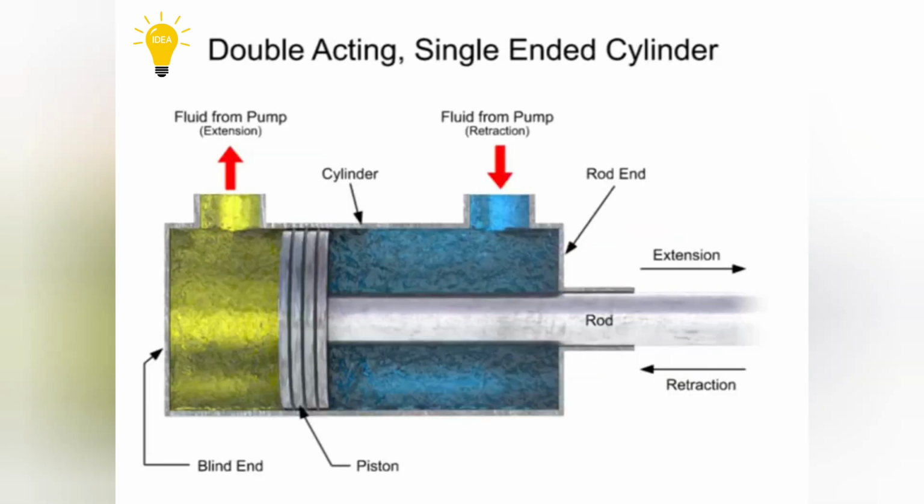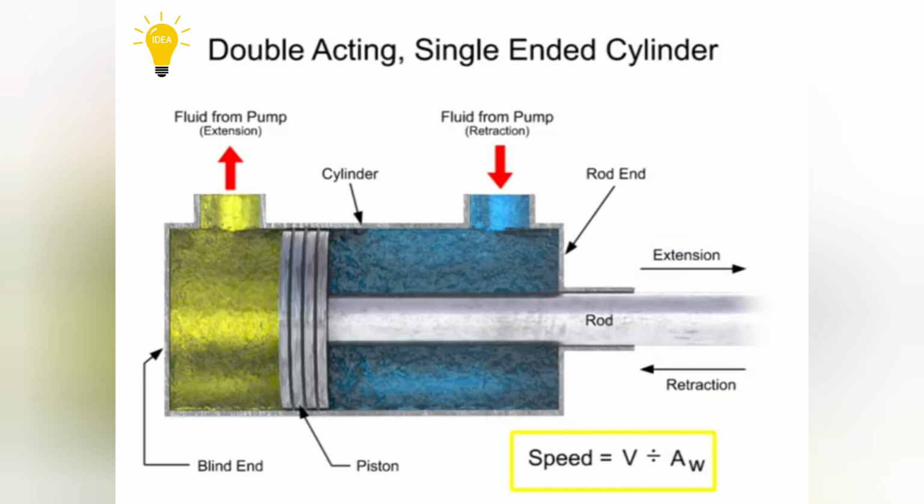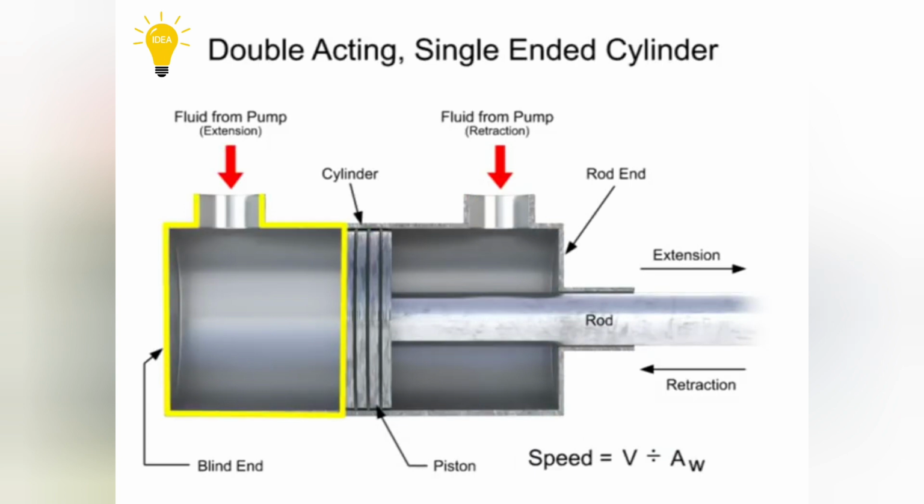The speed at which the piston extends and retracts is calculated using the volumetric flow rate divided by the area for the incoming fluid. Since each side of the cylinder has a different working area, each side experiences a different speed.